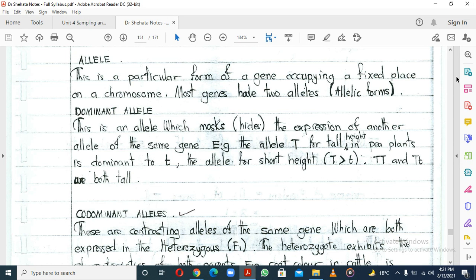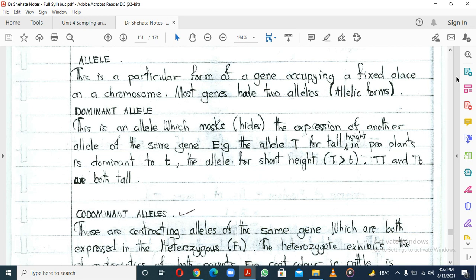So then we now talk about allele, but these are things that we've really talked about anyway. So this is a particular form of a gene occupying a fixed place on a chromosome. So most genes are going to have two alleles, or allelic forms. So the first one is going to be the dominant allele. In short, this is an allele which masks or hides the expression of another allele of the same gene. So what this simply means is that the dominant allele is going to mask or hide the expression of another. What do we mean?